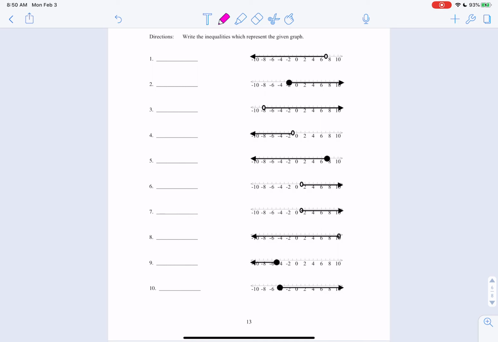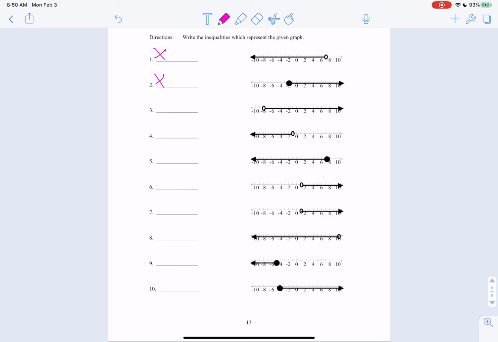Okay, welcome back. So once again, I'm just going to draw my X's. Then I'm going to write the numbers that the bubble is on. And then I'm going to go through and see, is X bigger than or smaller than? And the arrows tell you what numbers X is, right?